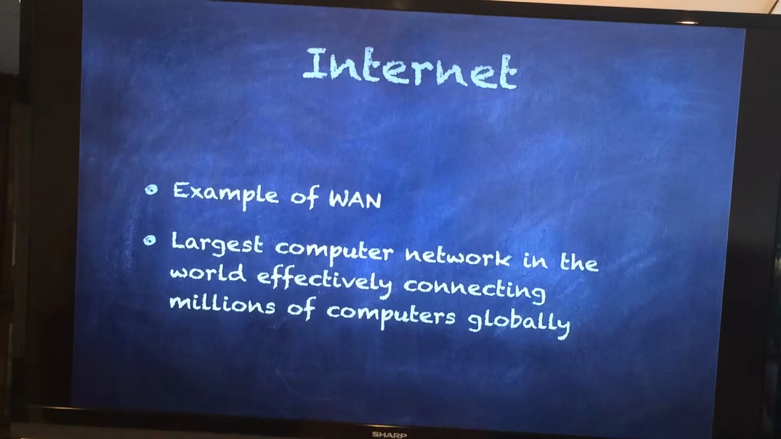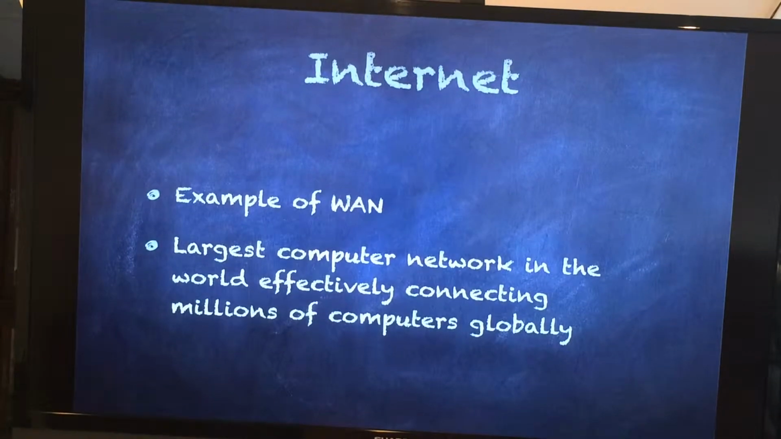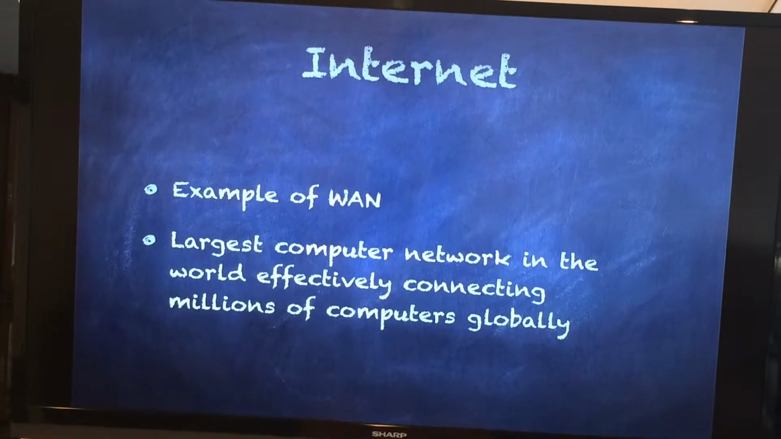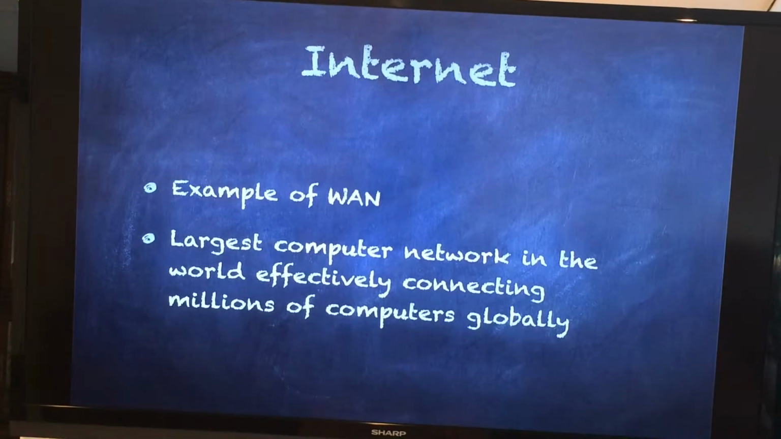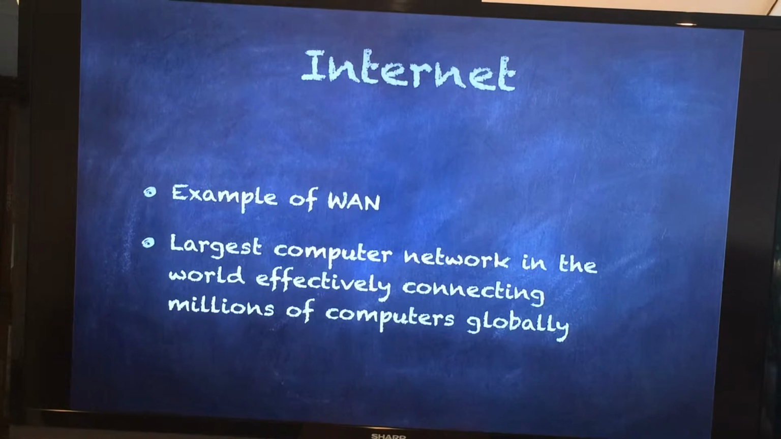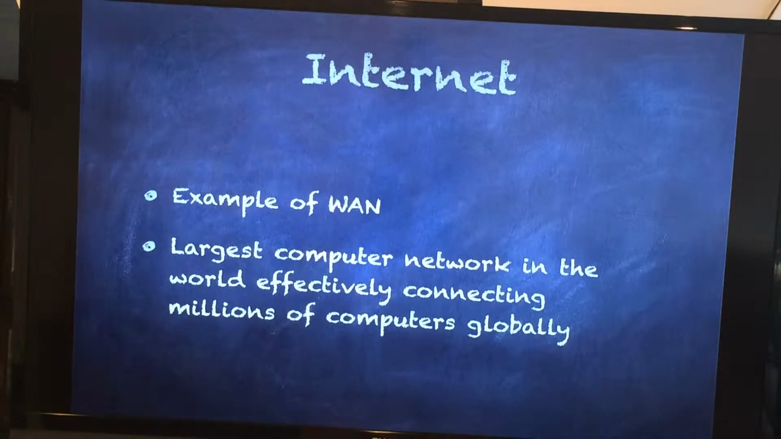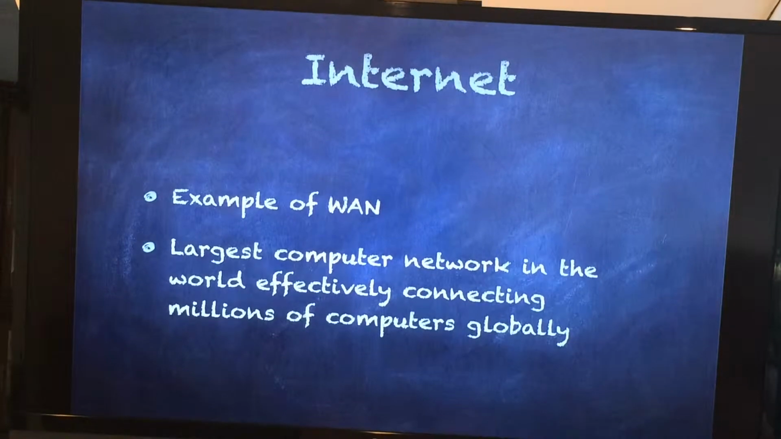So now how does the internet play a part in these types of networks? The internet is an example of WAN, and it is the largest wide area network in the world. Essentially, the internet is able to connect millions of computers on not a local scale, but a global one.